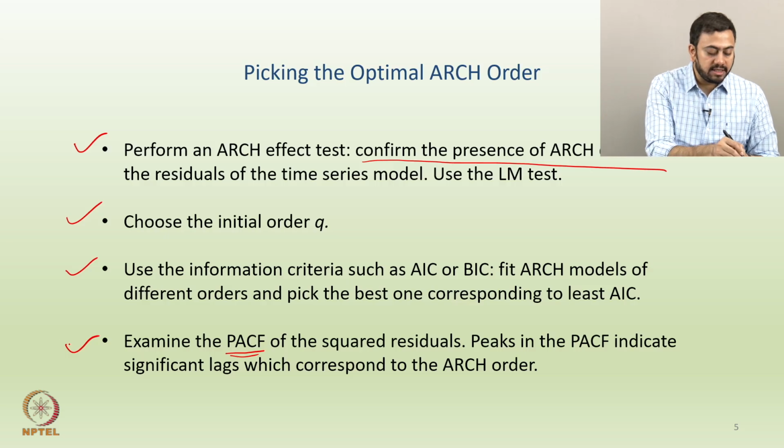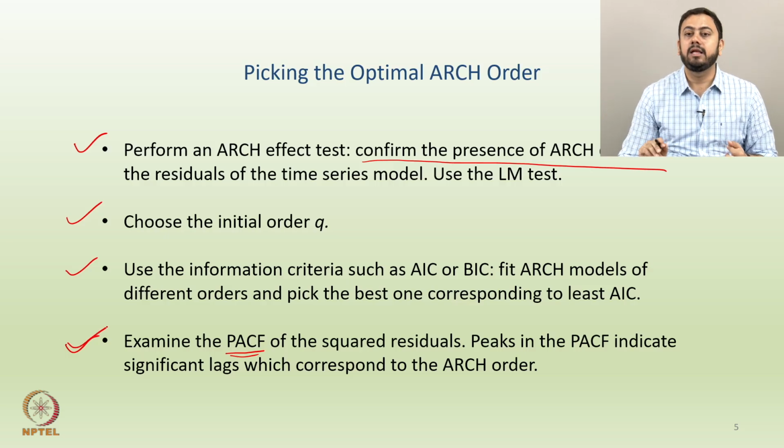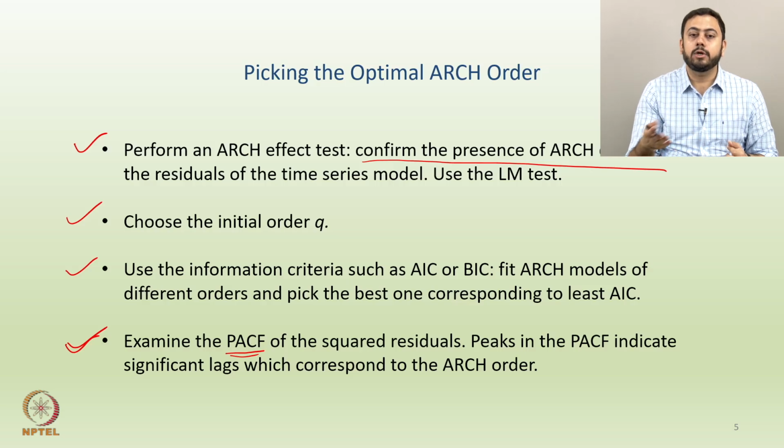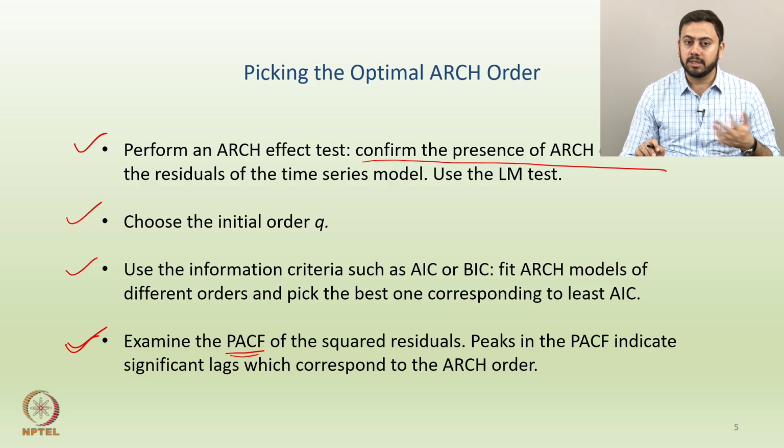Step 4 is just to double check that the order that you fixed from step 3 makes sense or not. And how do you do that? Just to summarize, you create the PACF of the squared residuals, and wherever you see peaks in the PACF, those peaks indicate significant lags which correspond to the ARCH order. Make sense again?